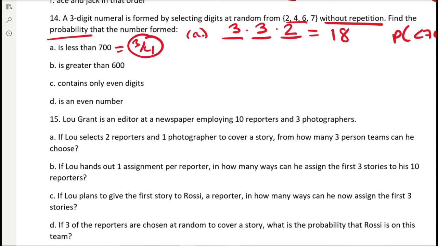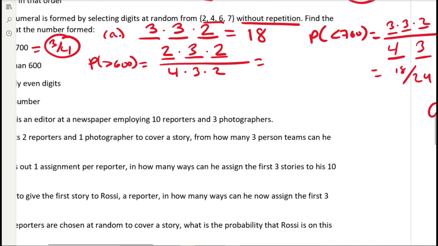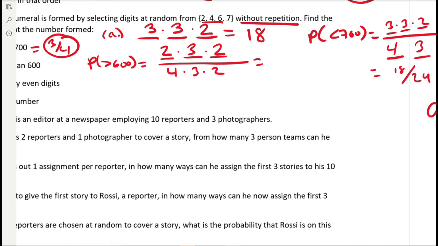Now for part B, the probability that it's greater than 600. The denominator is still going to be 4 times 3 times 2. Our numerator is for greater than 600, so the first digit has to be a 6 or 7. So that's two options for that first digit. Once we choose that first digit, we have three possibilities and then two possibilities. So that's going to be 12 out of 24, which is a half.